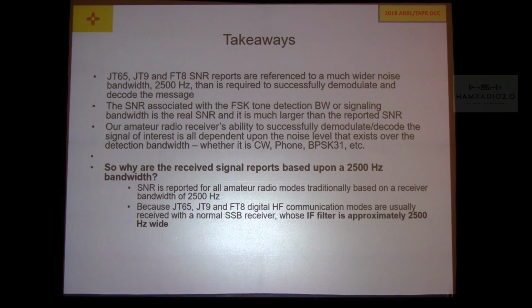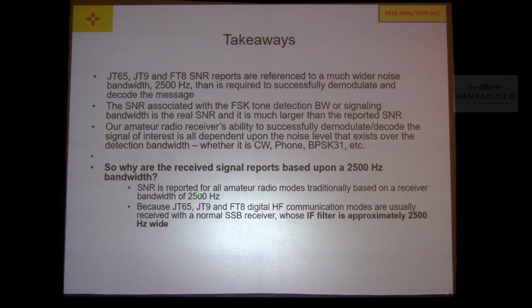So what are our takeaways from this presentation? The first one is the JT65, JT9, and FT8 signal-to-noise ratio reports are actually referenced to a much wider noise bandwidth at 2500 hertz than is required to successfully demodulate and decode the message. The signal-to-noise ratio associated with FSK tone detection bandwidth, or sometimes we call it the signaling bandwidth, is the real signal-to-noise ratio and is much larger than the reported signal-to-noise ratio. Our amateur radio receiver's ability to successfully demodulate and decode signals of interest is all dependent upon the noise level that exists over the detection bandwidth.